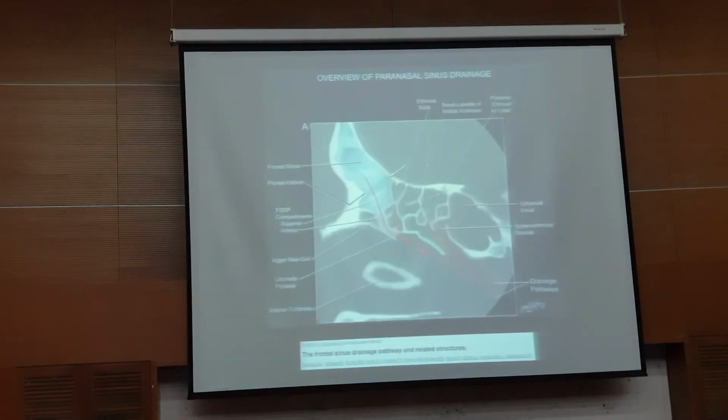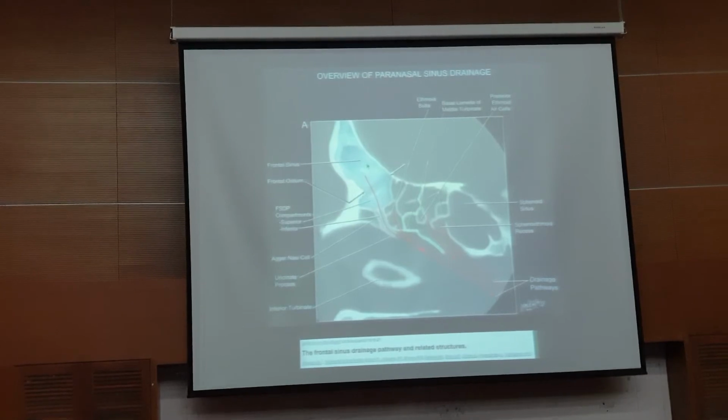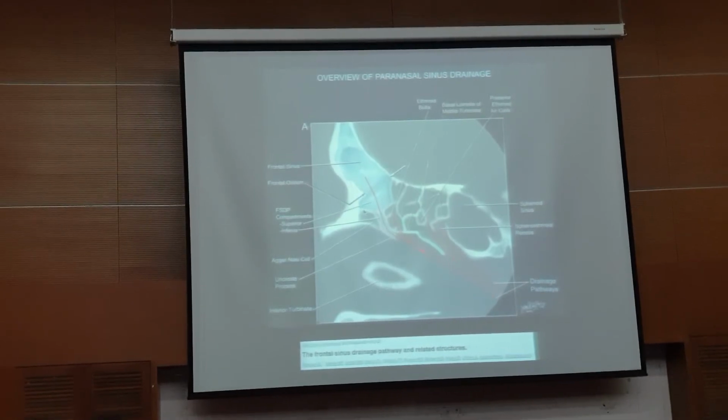Okay, so this is a nice schematic diagram to show you the frontal sinus drainage pathway. It's quite interesting because there are two compartments to the FSDP. The superior compartment is more funnel shaped. It's at the bottom bit of the frontal sinus, and it funnels towards the inferior part, which is the more canal-like part of the FSDP.